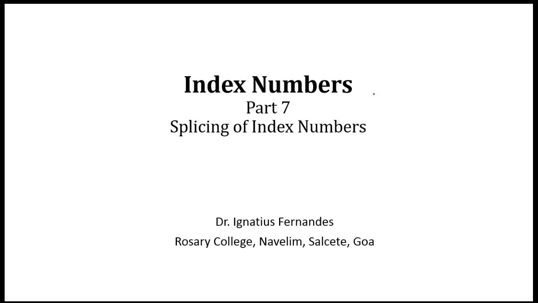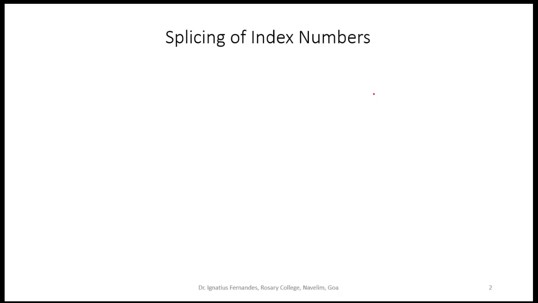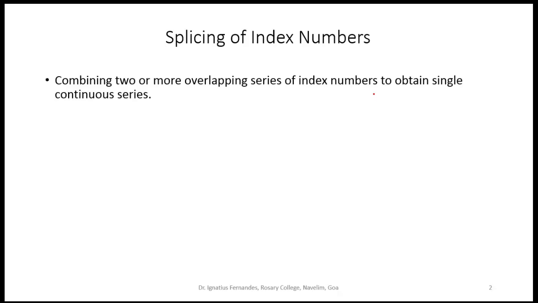Welcome back to module 7 of the unit index numbers, and we will be talking about splicing of index numbers in this module. Now, what is splicing of index numbers? Splicing of index numbers basically consists of combining two or more overlapping series of index numbers to obtain a single continuous series of index numbers.